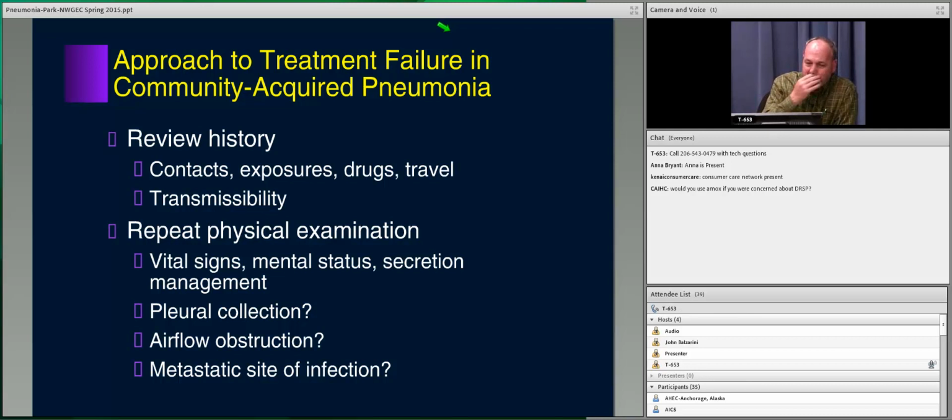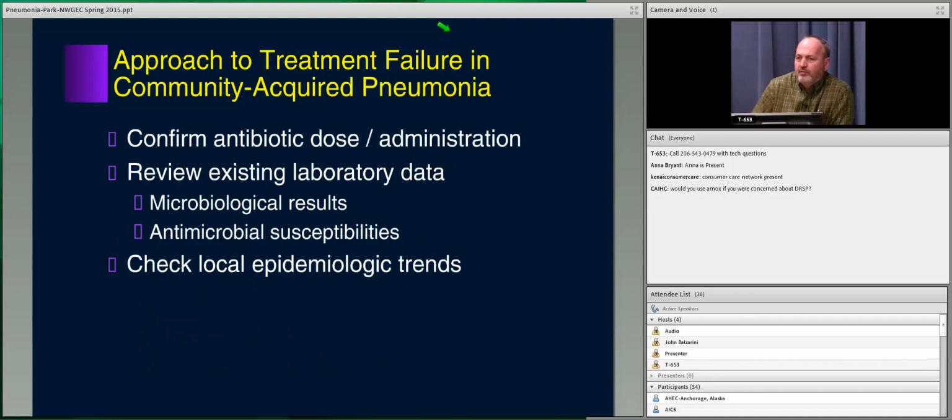All right, so what do you do? Well, first of all, review the history. Make sure you understand all the contacts, exposures, drugs they've been on, travel history. Think about if they've been around anything that would be transmissible, like TB or flu especially. Repeat your physical exam. Assess their mental status. Make sure they're controlling and clearing their secretions adequately. Think about whether you're seeing evidence of a pleural collection or airflow obstruction or some metastatic site of infection that explains why they're not getting better.